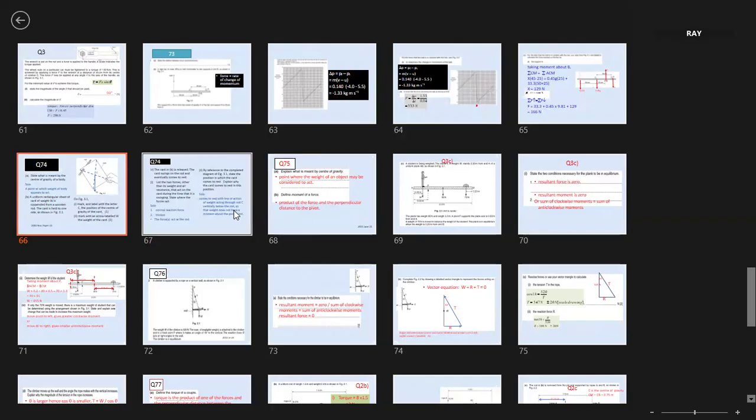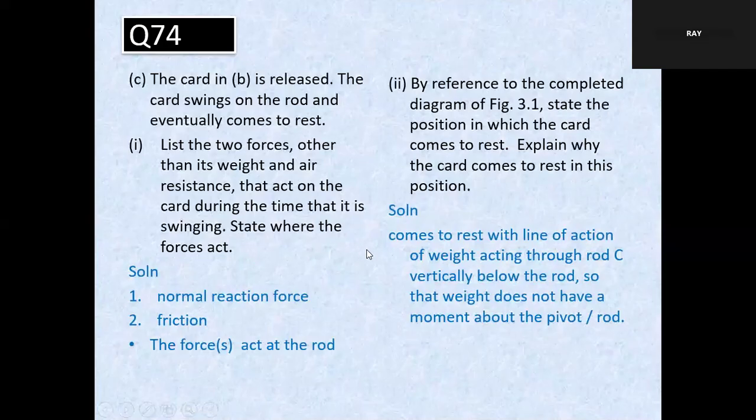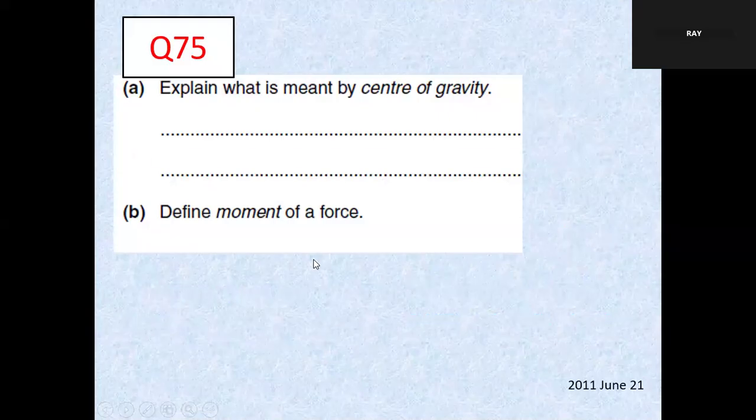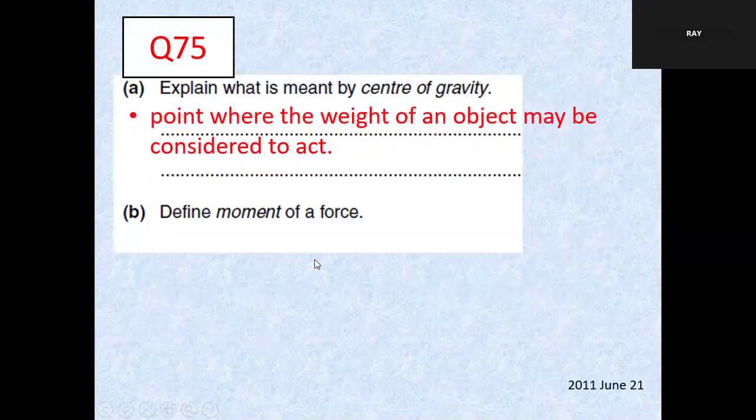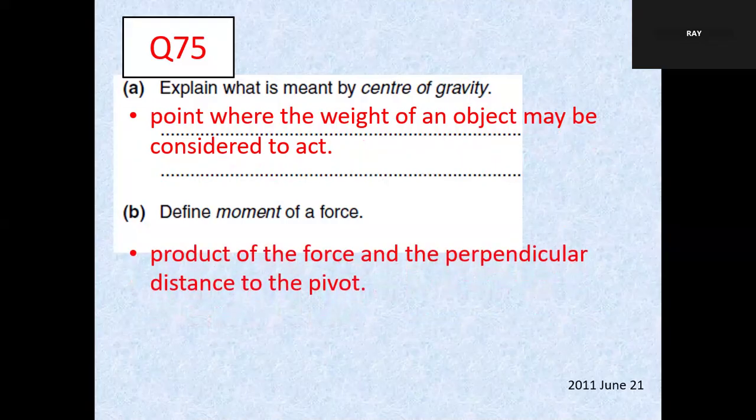Okay, since we still got a bit of time, might as well use it. Make full use of it. Okay, 24. Same thing. Define moment of force. Moment is the product of force and perpendicular distance to the pivot. All this must be in your head. All these are scoring points.